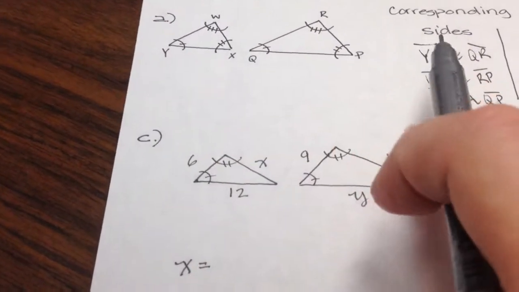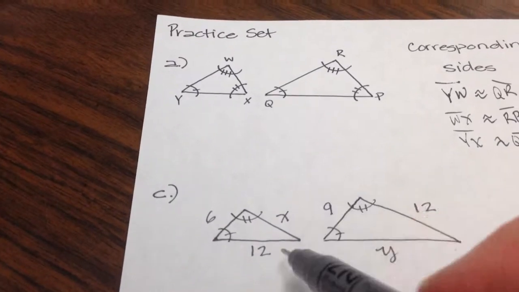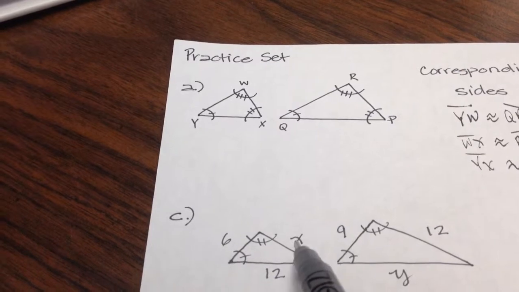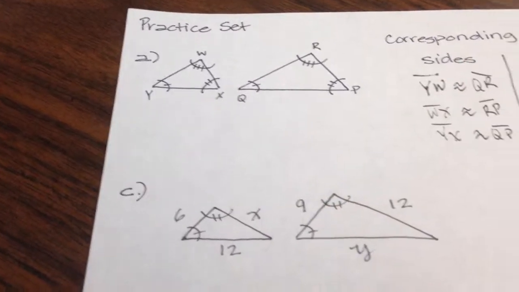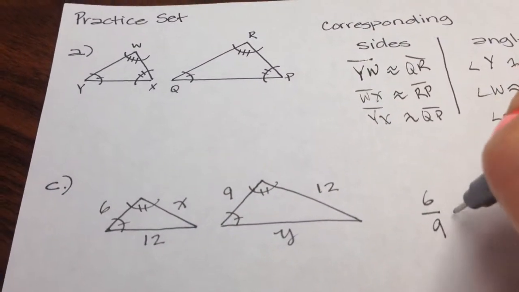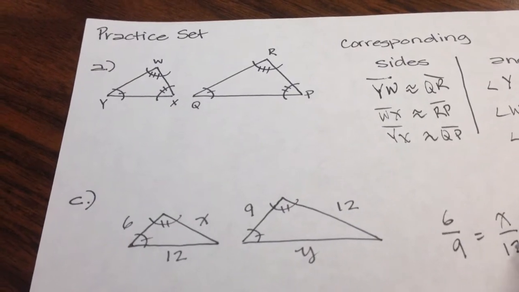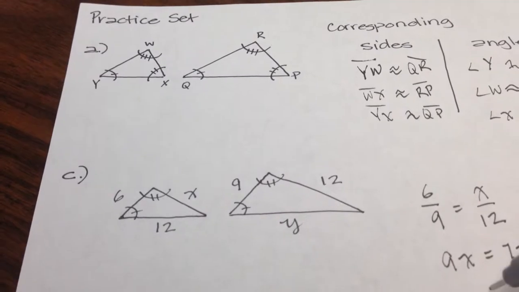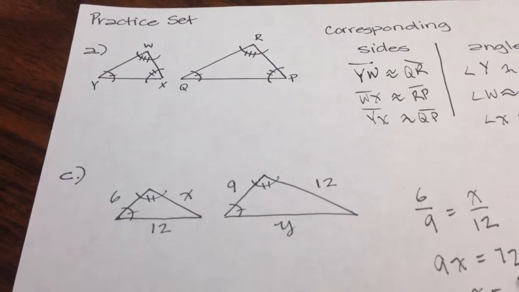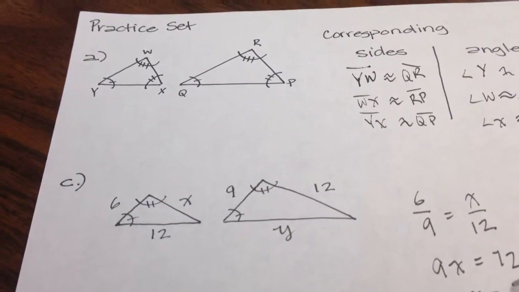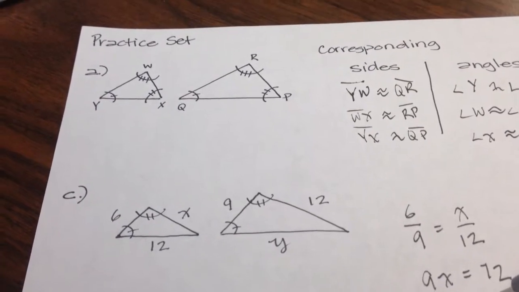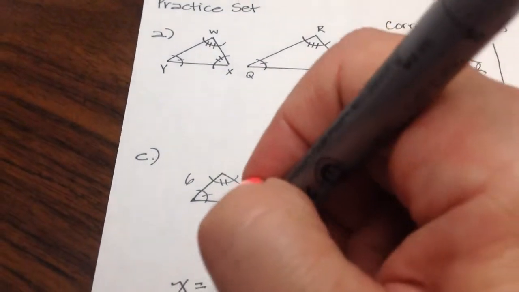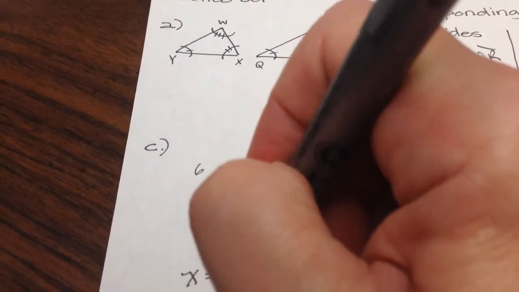So I'm going to use any one of, well, actually, that's how I have to do it. So I can do 6 is to 9 as X is to 12. So I'm going to get 9X equals 72. X equals 7. No, 6. No, 8. Okay, so X equals 8.